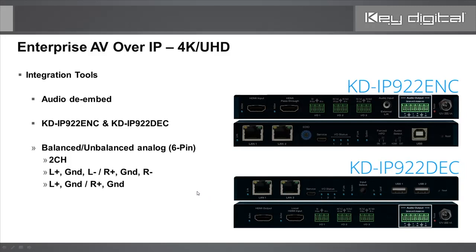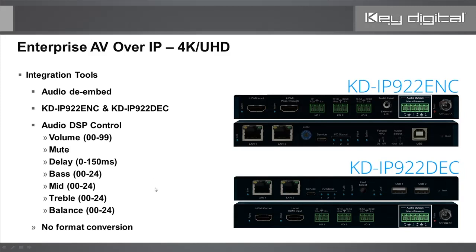Both the encoder and the decoder have audio de-embedding, analog audio connectors, 6-pin analog, balanced, unbalanced. And on those connectors, both on the encoder and the decoder, very nice integration tool for your systems. You have volume control, muting control, delay, so that's the perfect way to ensure video and audio are in sync as you go through the network here. We can compensate for delay up to 150 milliseconds. There's a 3-band EQ and a left-right balance control as well.